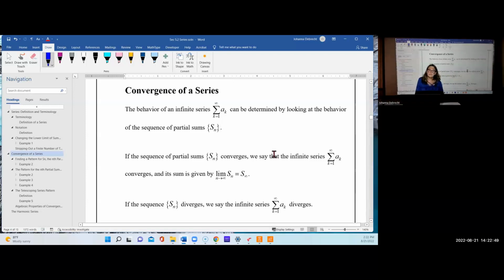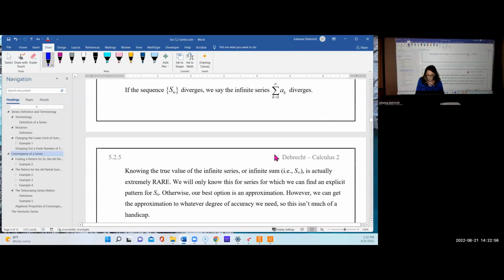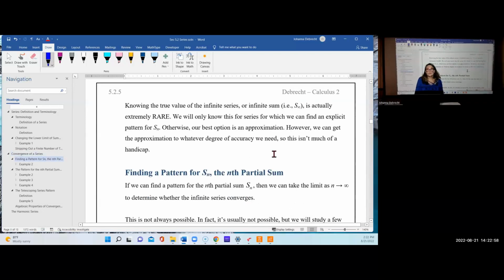If the sequence diverges, then we say that the infinite series diverges, does not add up to a finite real value. Now, knowing the true value of an infinite series or an infinite sum, the S infinity, is actually extremely rare. We will only know this for series for which we can find an explicit pattern for S sub n. This is actually fairly unusual.